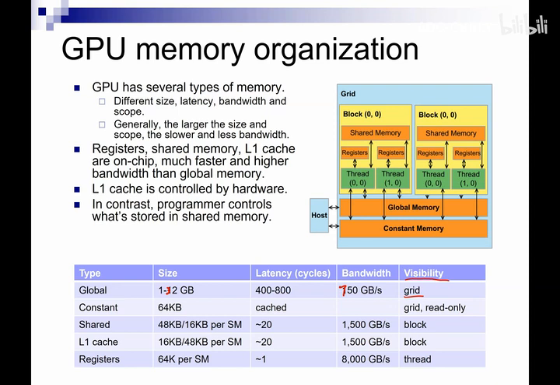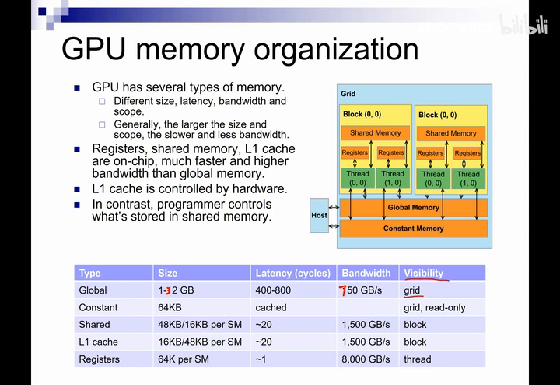Now this shared memory and the cache add up to 64 kilobytes. So this is actually tiny compared to the global memory, which is like tens of gigabytes. We can split the 64 kilobytes between the shared memory and the L1 cache, and you can either give 48 kilobytes to the shared memory and 16 to the cache, or vice versa.